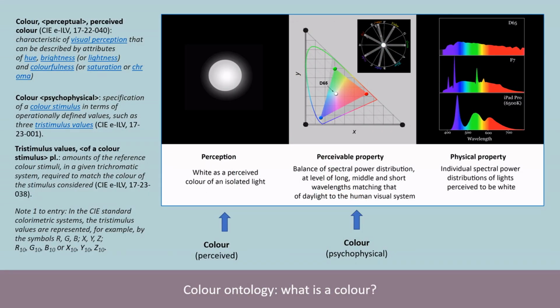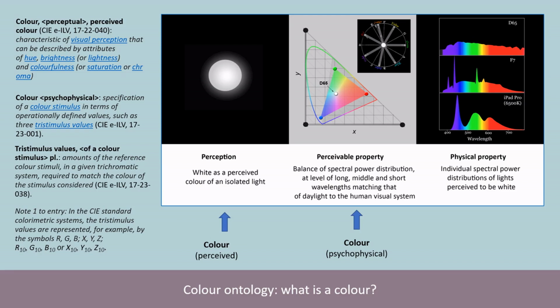I mentioned at the start that the CIE ILV defines the word colour in two distinct senses. Along with colour in the perceptual sense, or perceived colour, the ILV also defines colour in the psychophysical sense as a specification of a colour stimulus in terms of colorimetric values. When we speak of colour measurement, colour difference formulae, many colour spaces, and the 16.7 million RGB colours on our screens, we're using the word colour in this second sense.